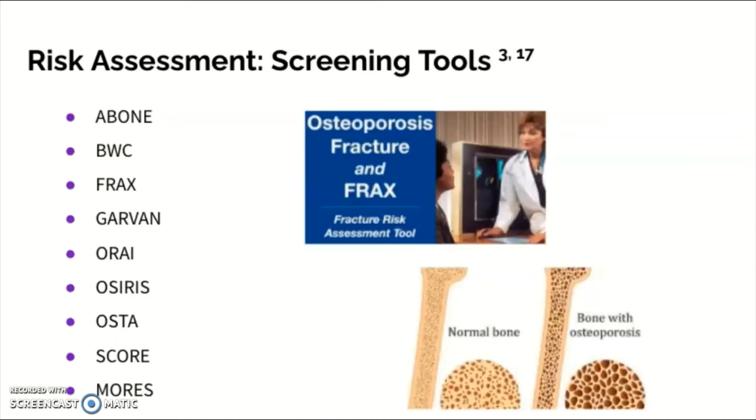This slide displays several screening tools that calculate a risk score of fracture and/or osteoporosis for individuals. The list includes the age, body size, no estrogen tool, the body weight criterion, the fracture risk assessment tool, the Garvan fracture risk calculator, osteoporosis risk assessment instrument, the osteoporosis index of risk, the osteoporosis self-assessment tool for Asians, the simple calculated osteoporosis risk estimation, and the male osteoporosis risk estimation score.